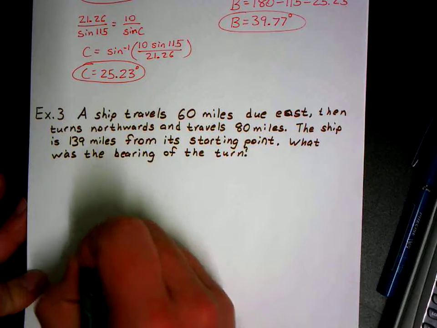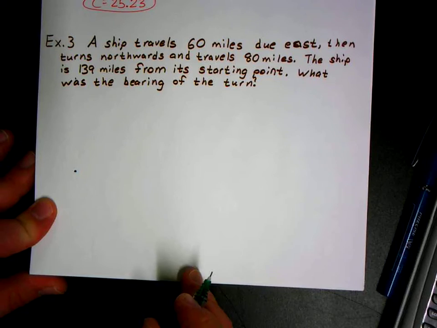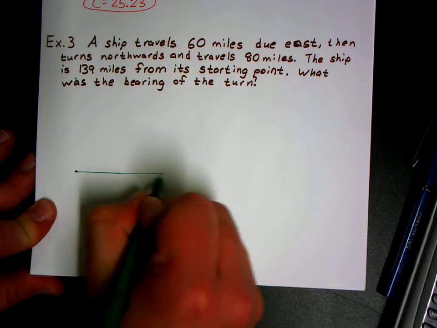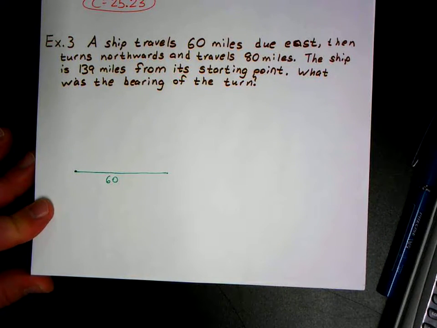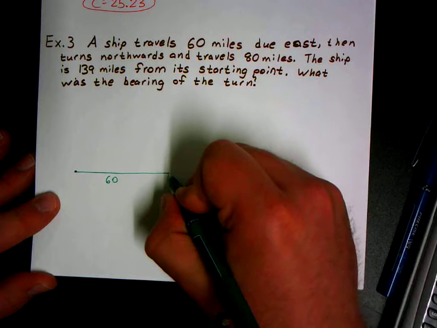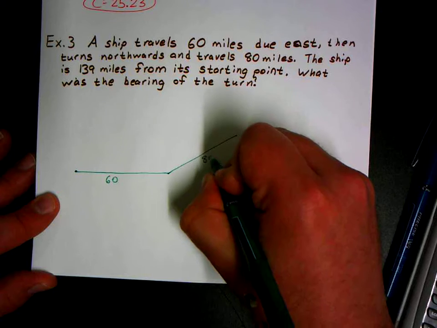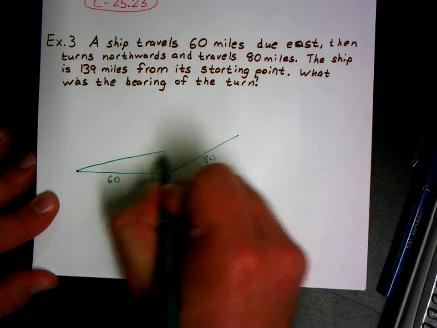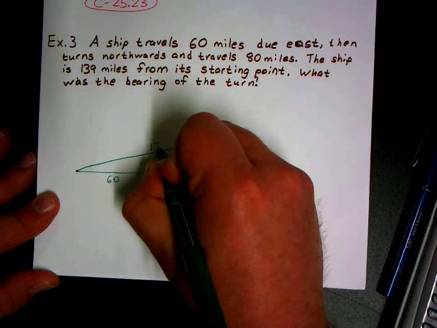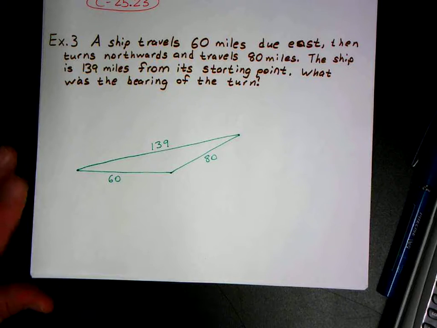All right, so you have a ship. Travels 60 miles due east. Okay, now it turns northwards. We don't know how much northwards it turns. It just goes northwards somewhat for 80 miles. And then the ship is 139 miles from its starting point. And then what they want us to find is the bearing of the turn.